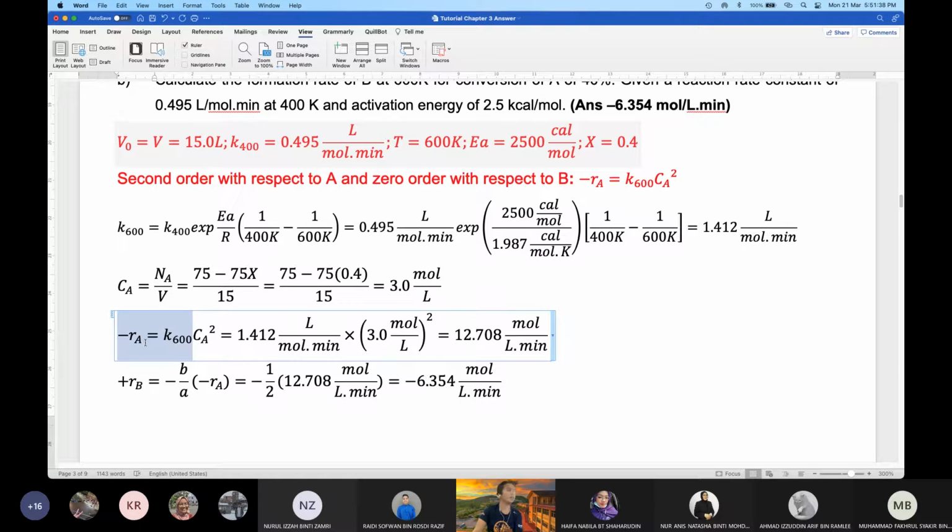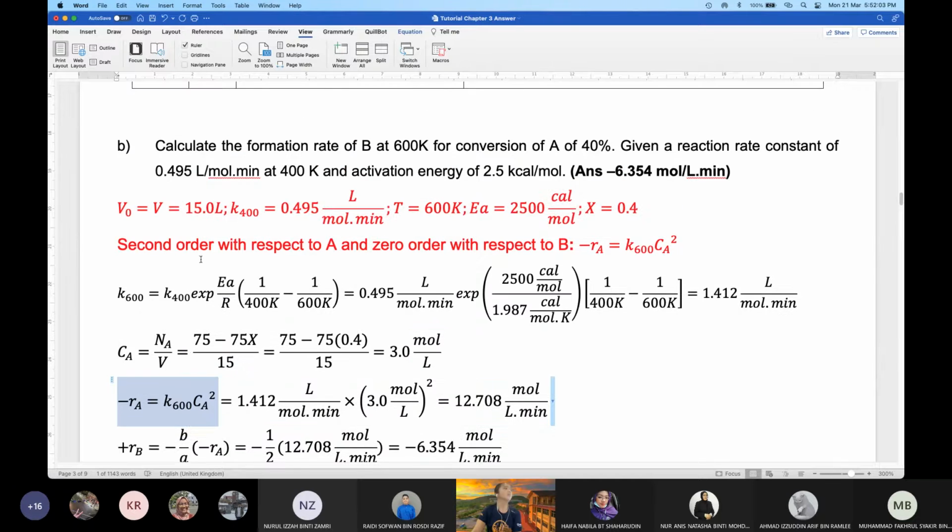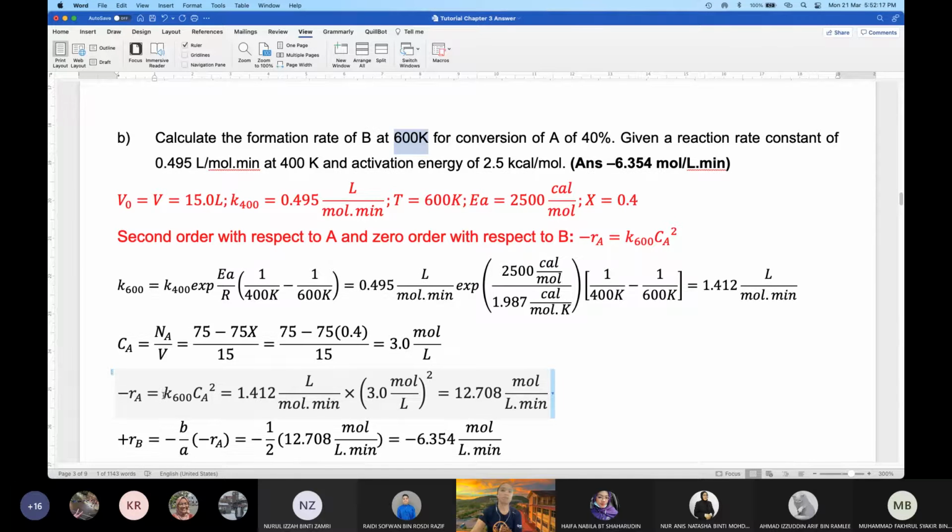To find minus RA, if you remember, we follow the rate law that we have learned before. We can find minus RA according to the rate law. So the rate law says minus RA equals K, but be very careful, because the K must be at your reaction temperature, the temperature at which your reactor is running the reaction. If you notice, in this case it is at 600 Kelvin, meaning my K must be at 600 Kelvin. We want to find the rate of formation at 600 Kelvin, so the K is K600.